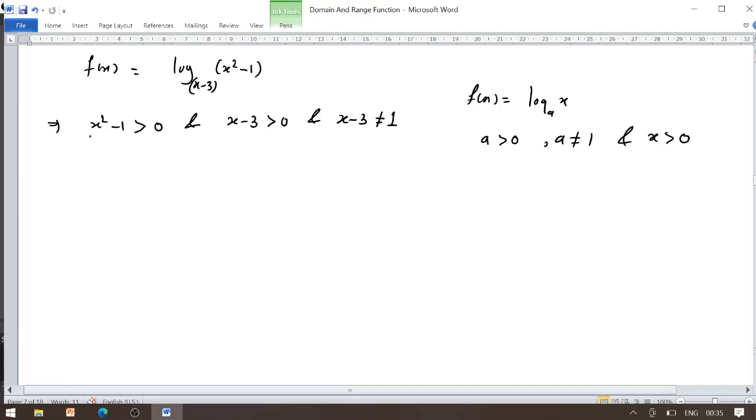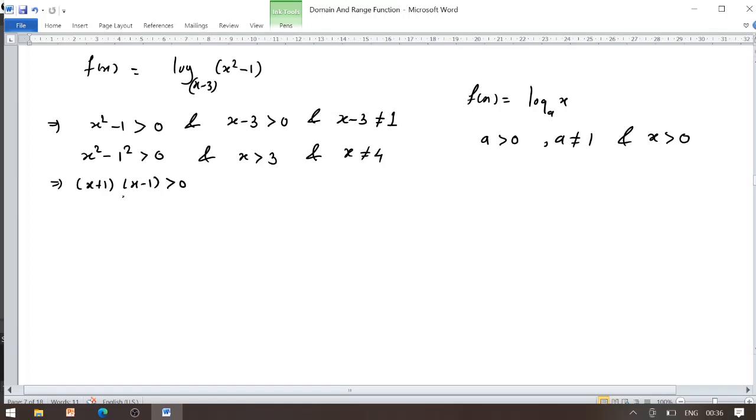So as per that, let us simplify those inequalities. For x square minus 1, 1 is the perfect square of 1, strictly greater than 0. That implies we have the factors x plus 1 into x minus 1 strictly greater than 0. Once we shift the minus 3 from the LHS to the RHS of the inequality, we get 0 plus 3 as 3, so x is strictly greater than 3. After shifting minus 3, 1 plus 3 becomes 4, so x is never equal to 4. What will happen if x equals 4? 4 minus 3 is 1, the base becomes 1, which is not possible for the logarithmic function.